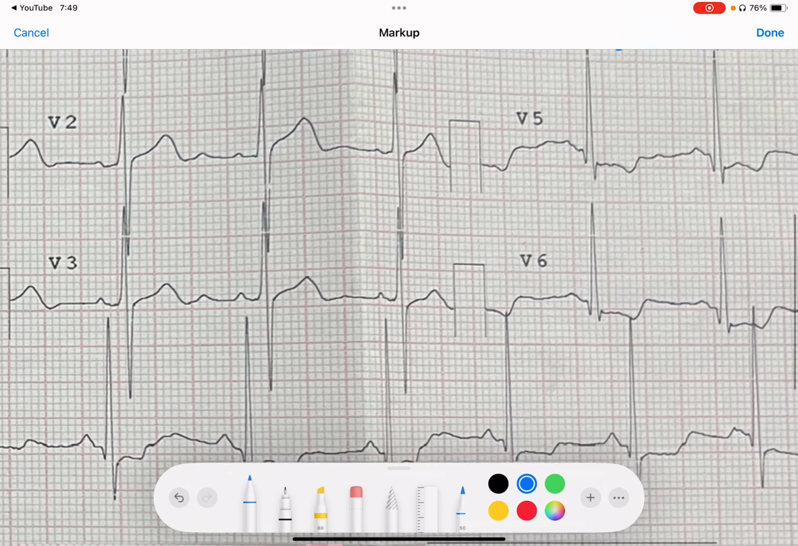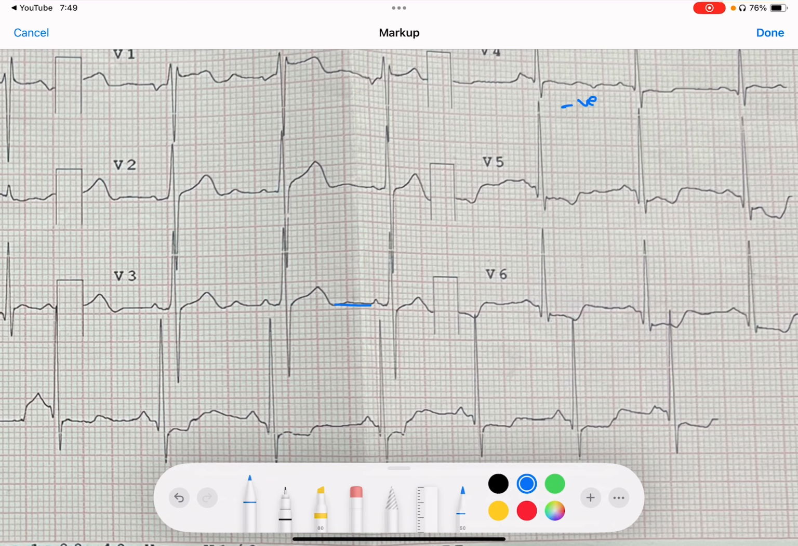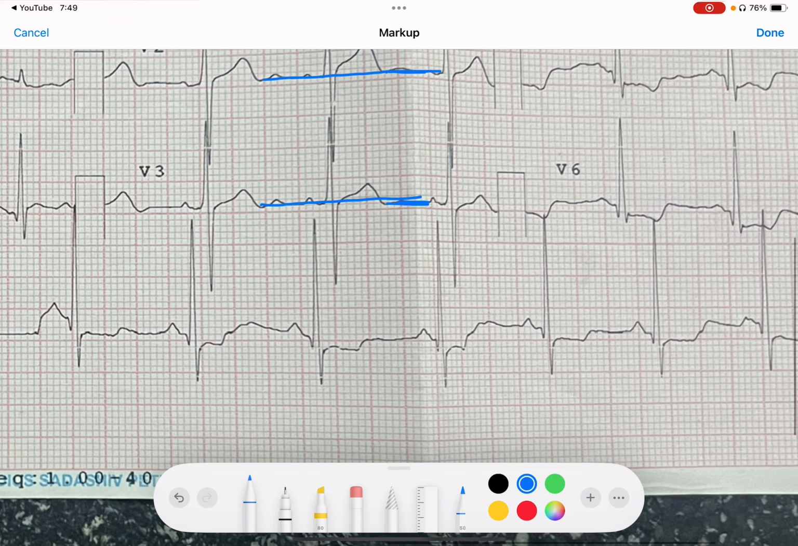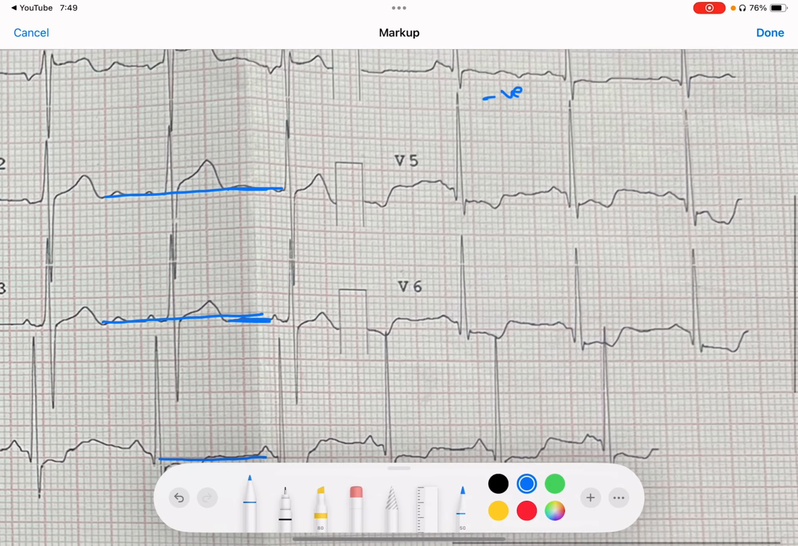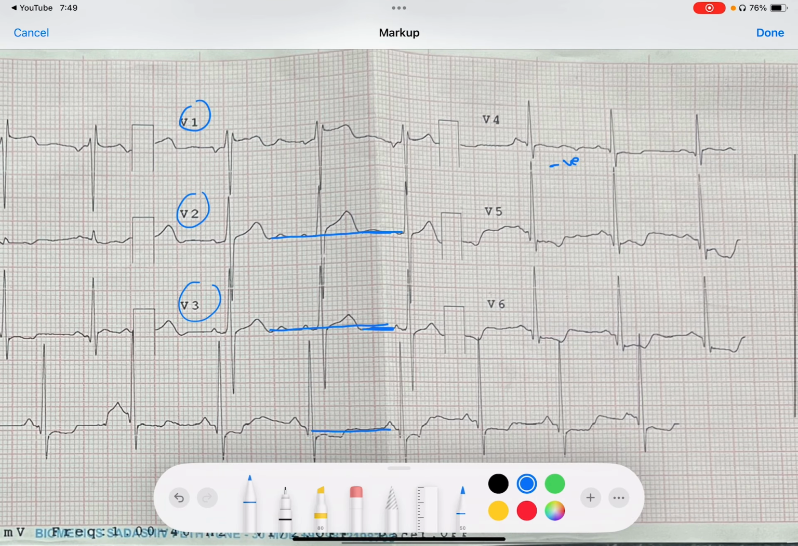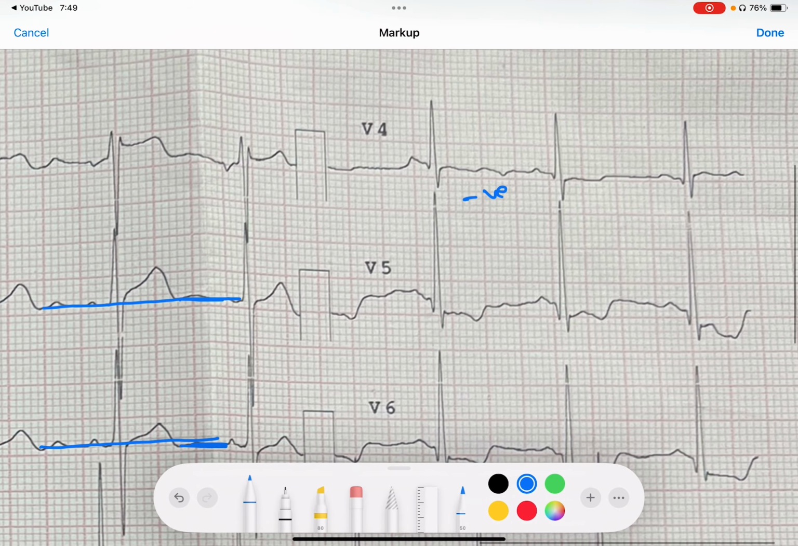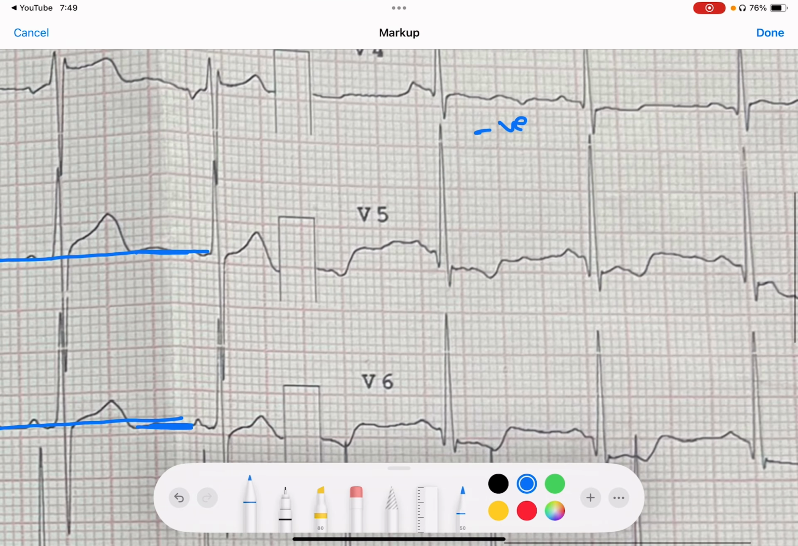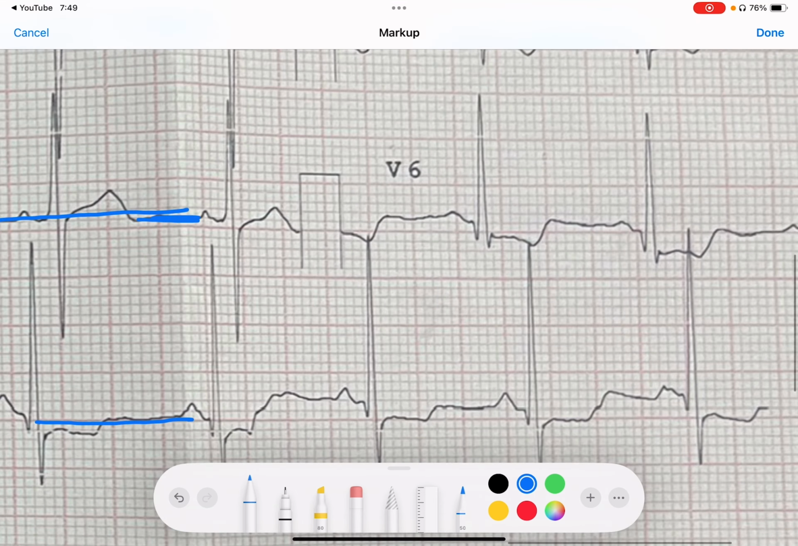If we zoom in, I told you that this is the baseline. This is a positive baseline which is running everywhere. So when we see leads V1, V2, V3, the baseline is there. But as soon as we come into V5, we see that this baseline is there, but there is ST depression also.